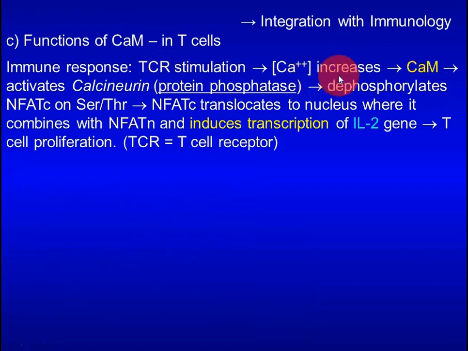Calmodulin binds calcium and activates calcineurin. Calcineurin is a protein phosphatase. It removes phosphate groups from NFAT-C on serine and threonine. NFAT-C then translocates to the nucleus, where it combines with NFAT-N and induces transcription of the interleukin-2 gene. Interleukin-2 is a cytokine that promotes division of T cells.